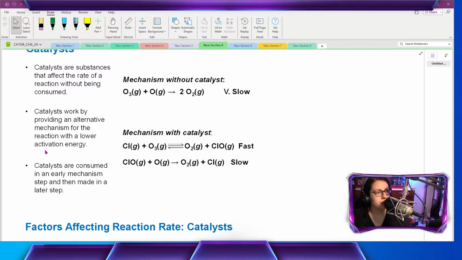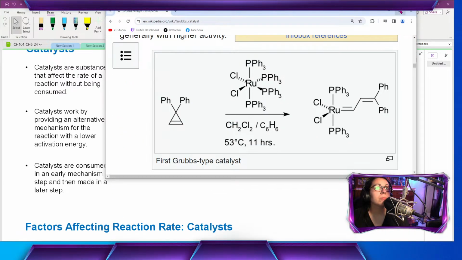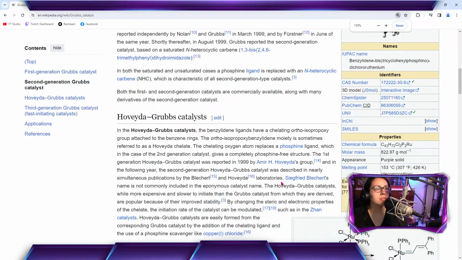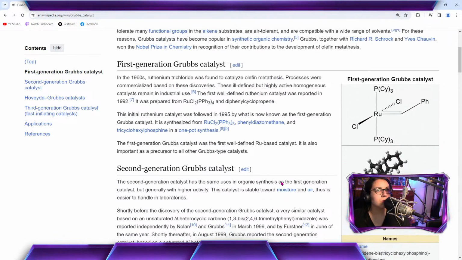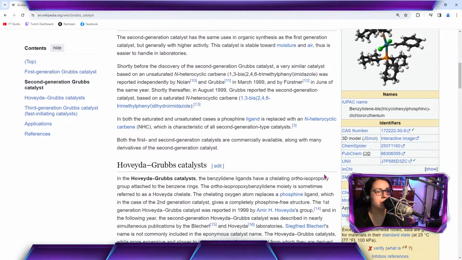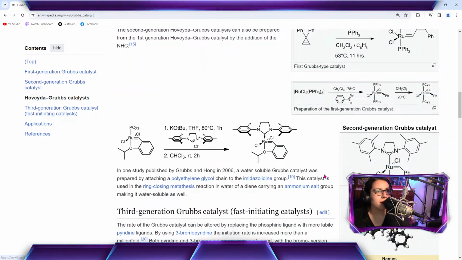And so generally the catalysts are used and then they are reformed in a later step. So as shown here. There are also these other catalysts, these Grubbs catalysts that are used for olefin metathesis. And again, catalysts work by providing a whole new pathway for these reactions.